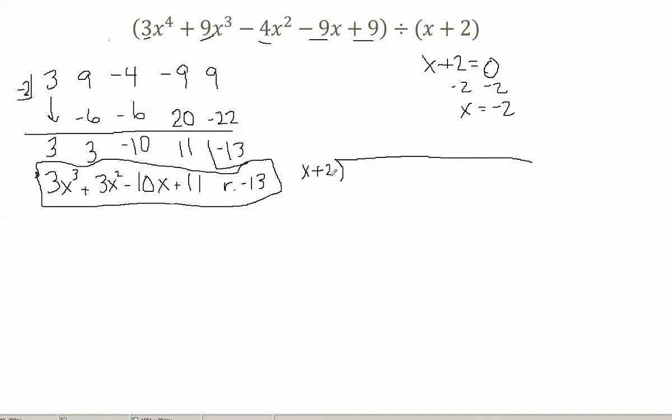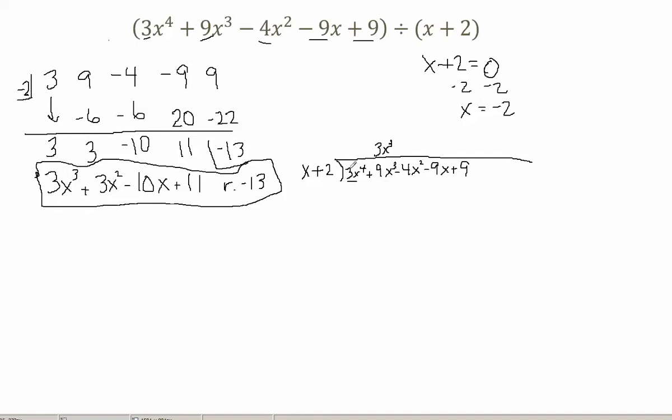So here's long division. If you have x plus 2 going into 3x to the fourth plus 9x to the third minus 4x squared minus 9x plus 9. So what you want to do with long division is look at just your first term here, 3x to the fourth, and put it over x. What you get is 3x to the third.